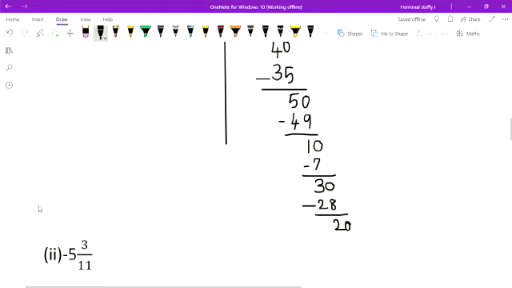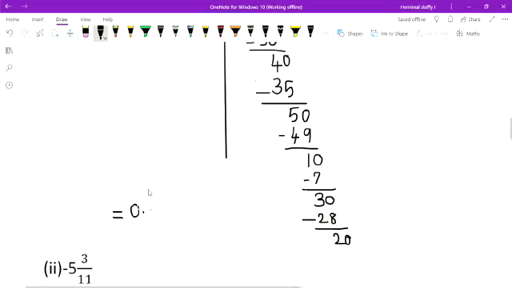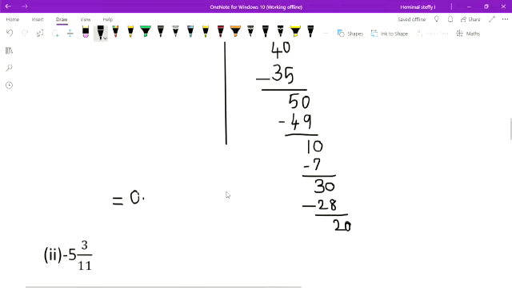So 2 by 7, what is the answer here? 0.2857 2857 14. Again we will write that 2 here because that repeated number will come again. So I put the bar there. The bar represents that these numbers will be repeated again and again.